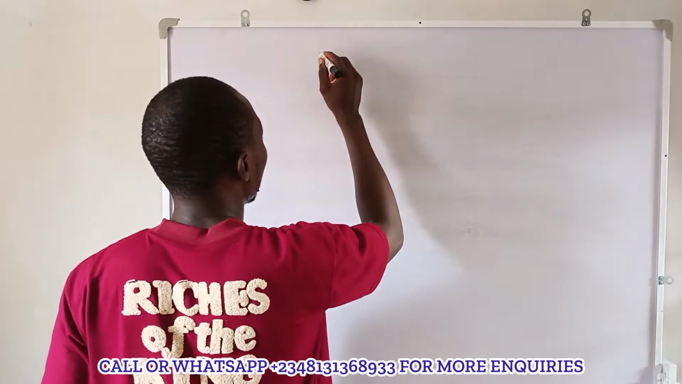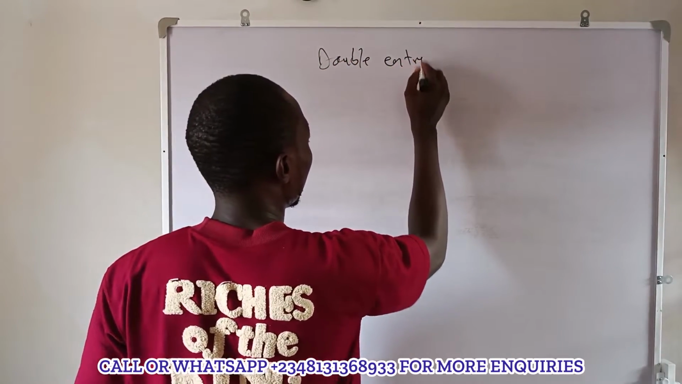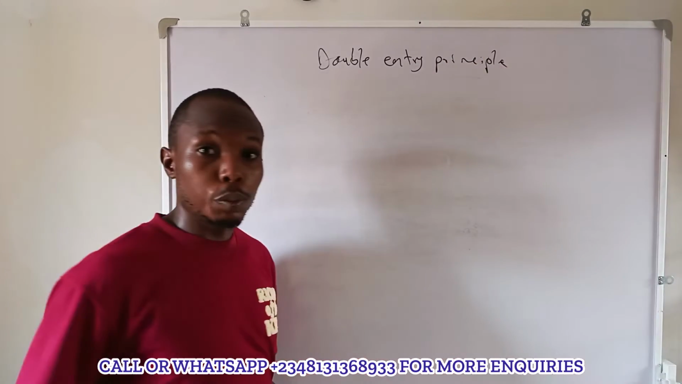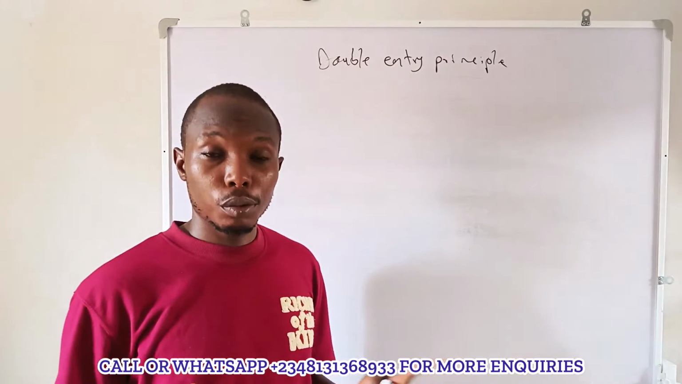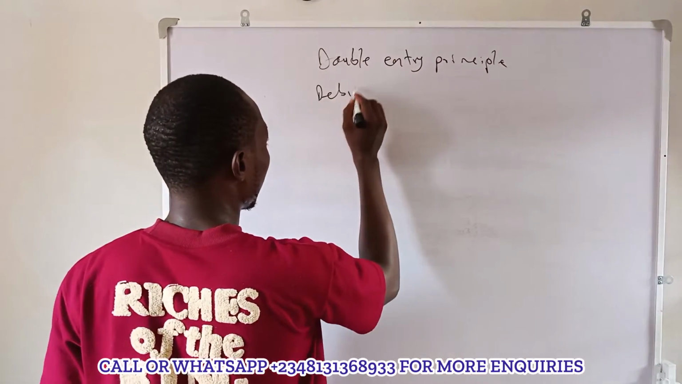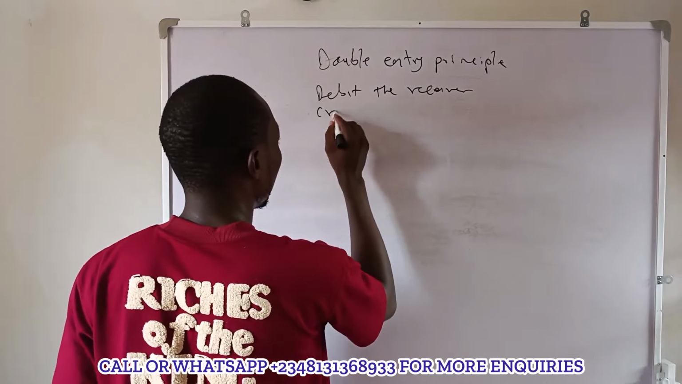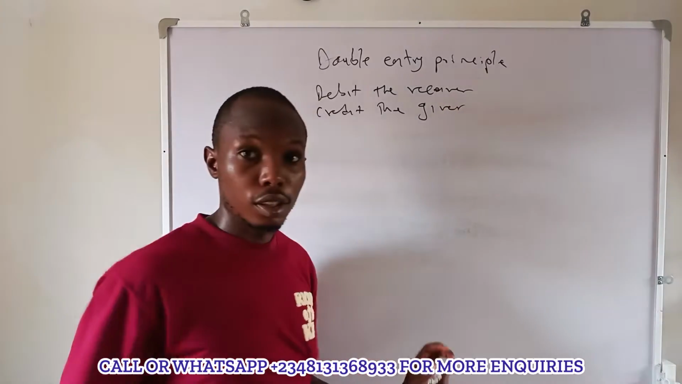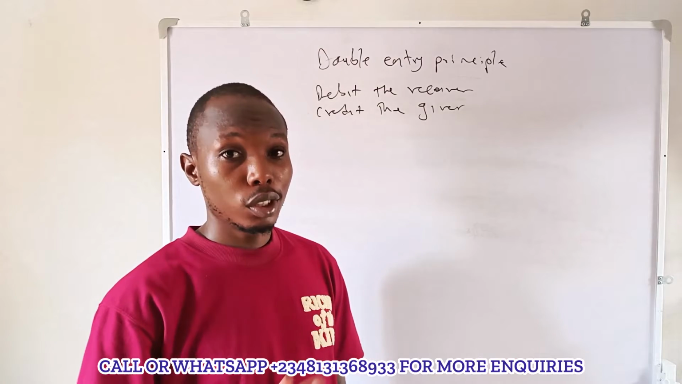So, the double entry principle. And this principle is telling us that we have two accounts. We have the giver and the receiver. So they say debit the receiver and credit the giver. How do you know the receiver and how do you know the giver?